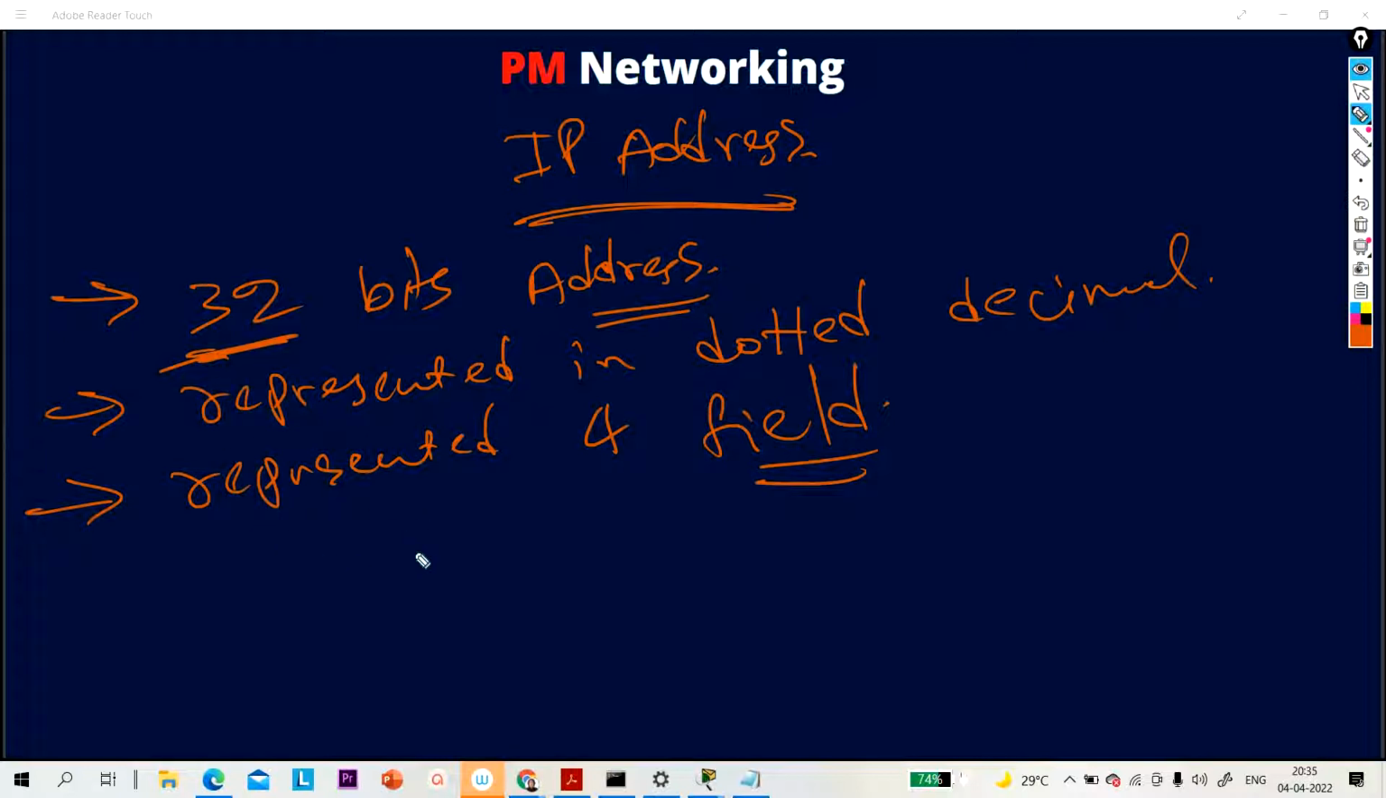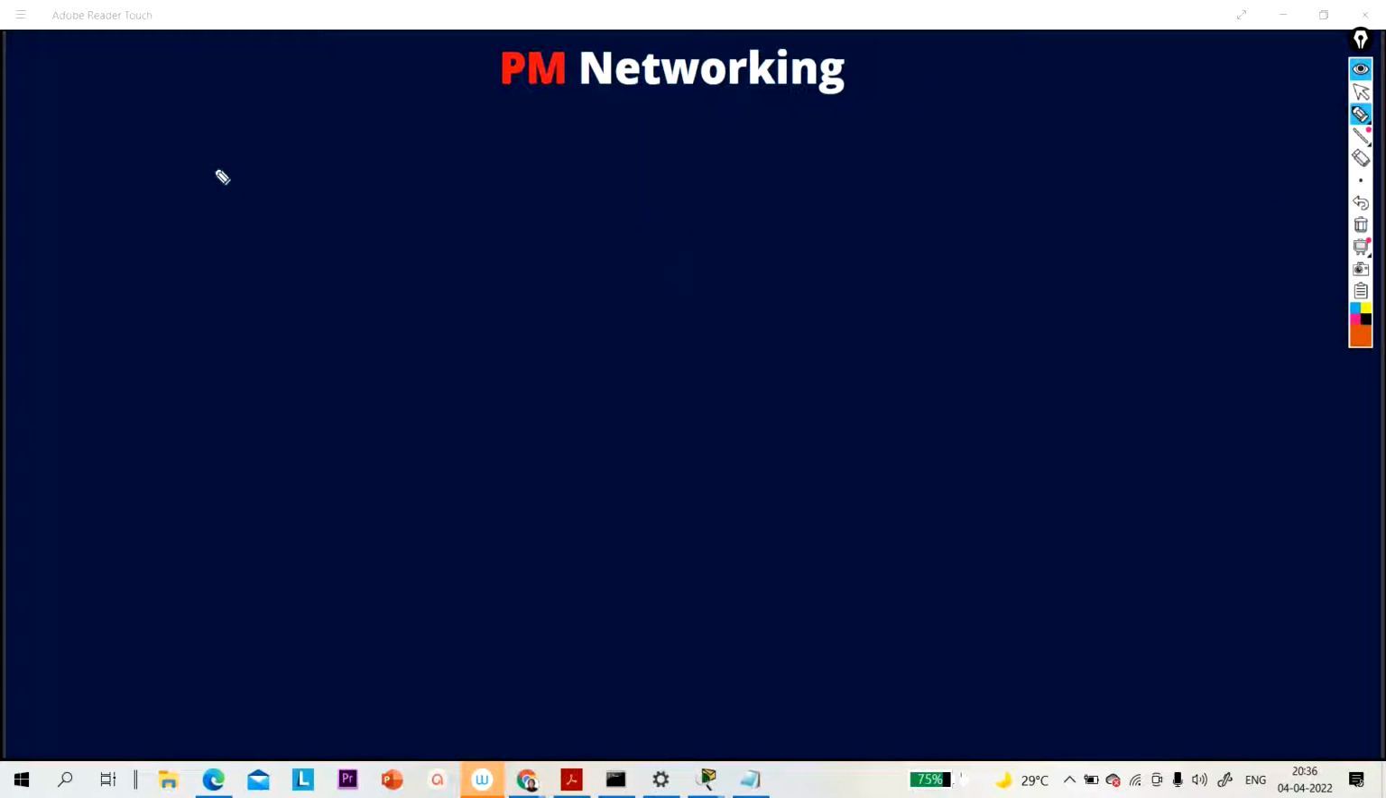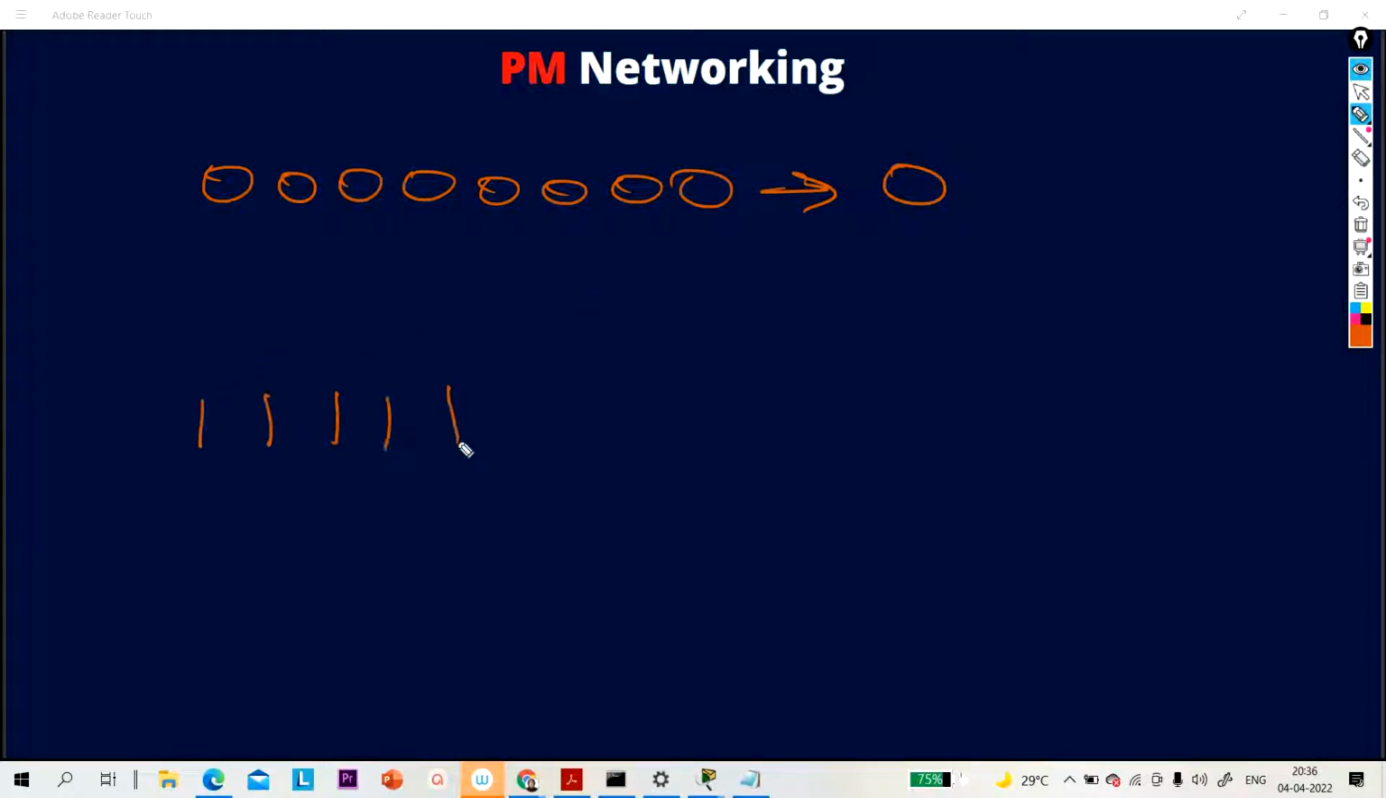If we have an address of 32 bits, and I represent that 32-bit address in 4 fields, then each field will carry how many bits? 8 bits: 8 bit, 8 bit, 8 bit, and 8 bit. So what is the minimum number I can write by using 8 bits? 0. What is the maximum value I can write by using 8 bits? 255, all ones.